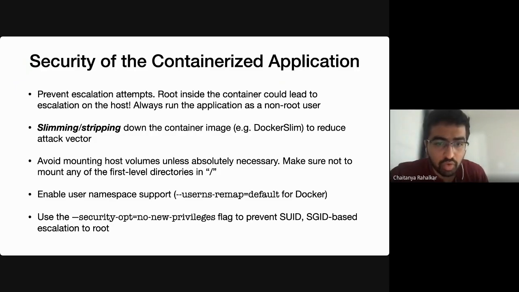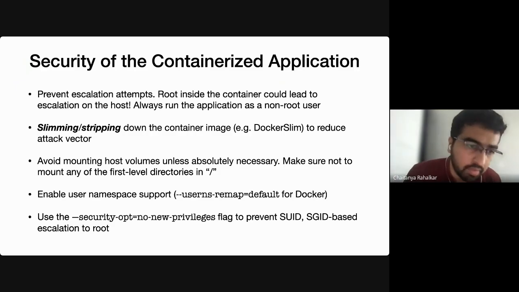And avoid mounting host volumes unless it's absolutely necessary, and make sure you don't mount the slash, because you'll essentially gain access to the etc directory of the host. And if you have root access within the container, you can easily escalate to the host if you have directly mounted the slash. And there is an option to enable user namespaces in Docker, which essentially protects you from running as root inside of the container. And there's another flag here to prevent SUID and SGID based escalation attacks.